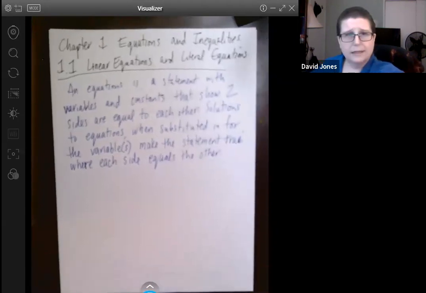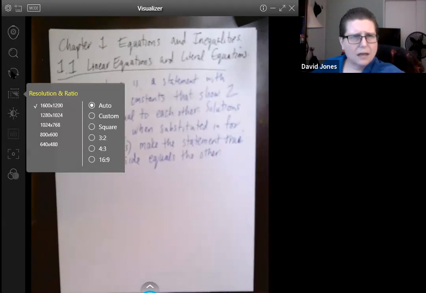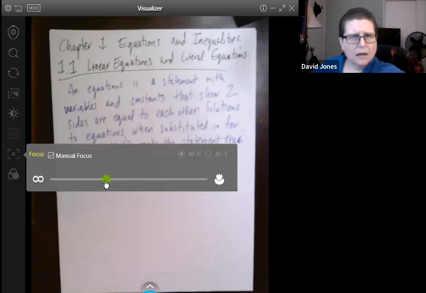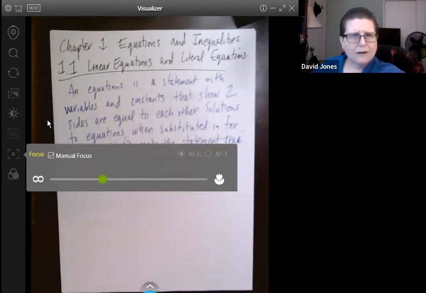It's a little blurry, isn't it? Do autofocus. There we go, that's less blurry.